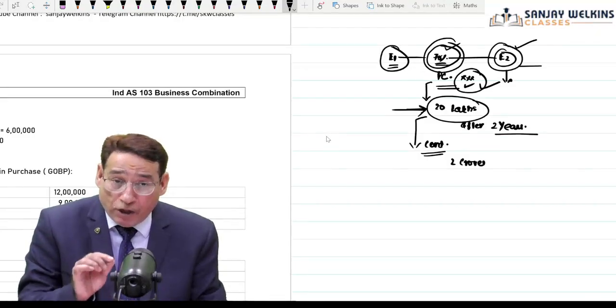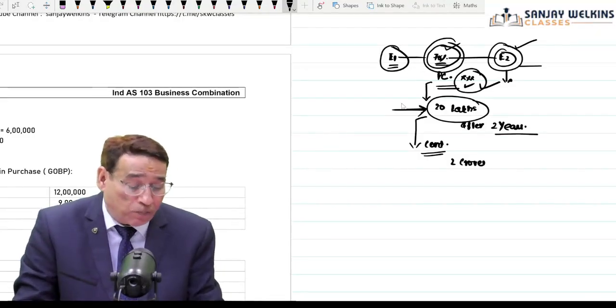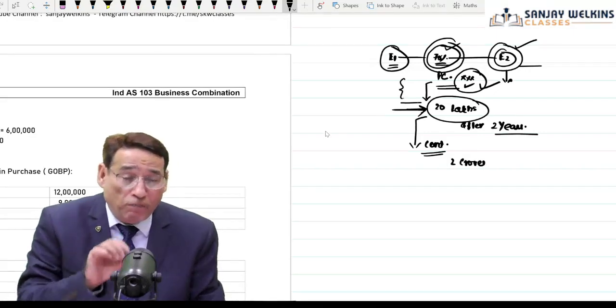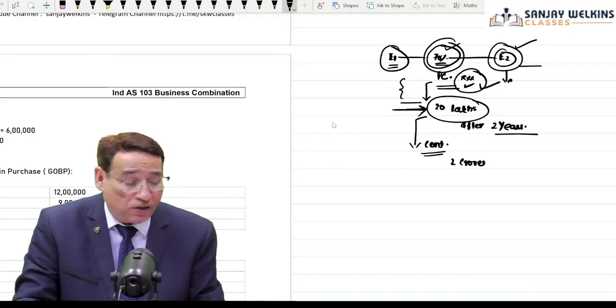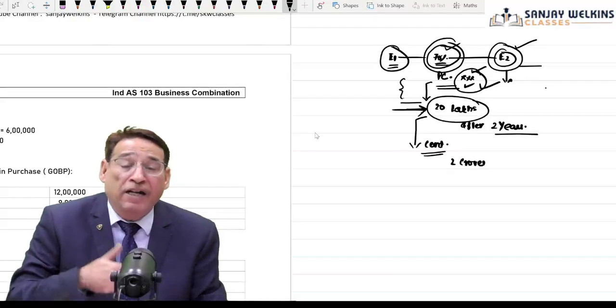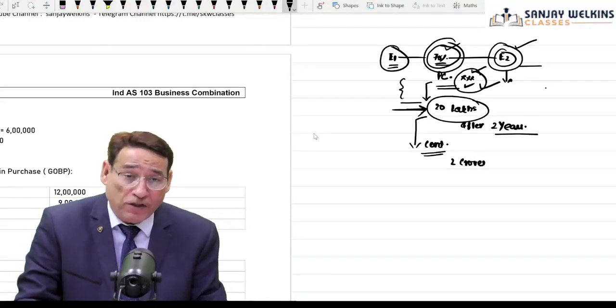Are you getting my point or not? So I will include this payment also when I'm going to compute the total amount of purchase consideration. Whatever payment I am going to make immediately, and whatever contingent consideration payment is there, that will also be made as a part of purchase consideration.